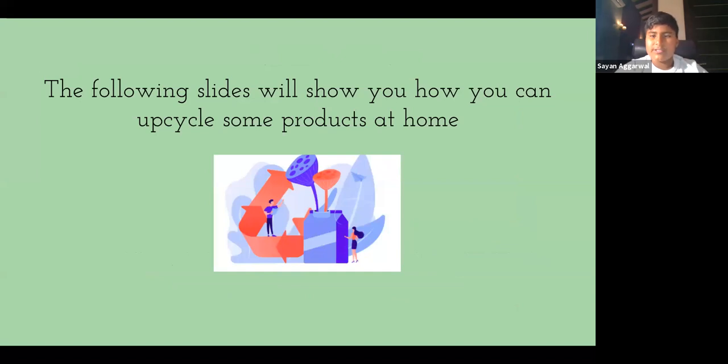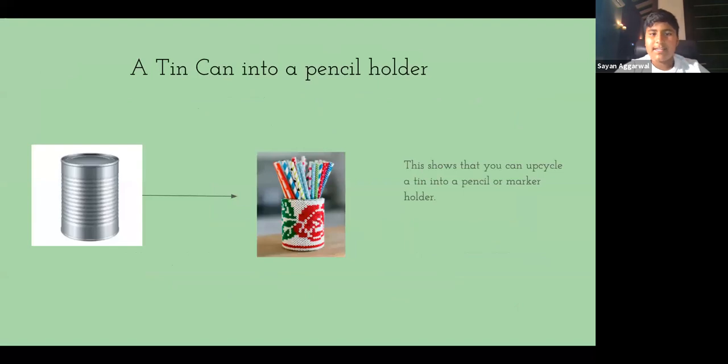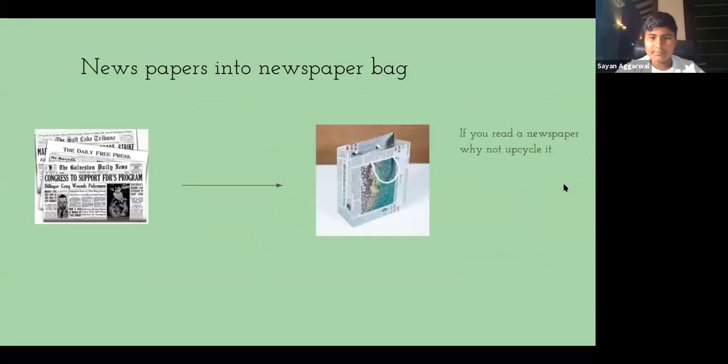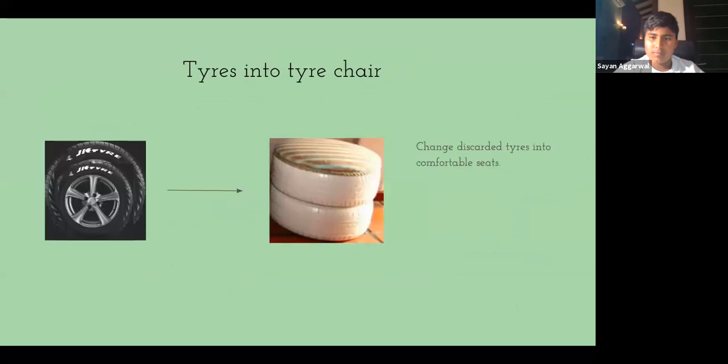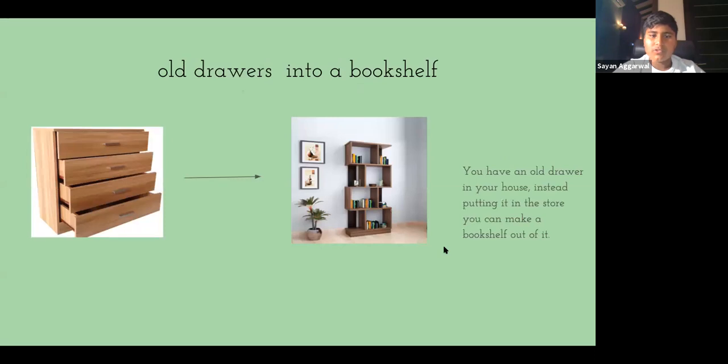The following slides will show you how you can upcycle some products at home. A tin can into a pencil holder. This shows how you can turn a tin can into a pencil or marker holder. Newspapers into newspaper bag. If you read newspaper, why not upcycle it? Tires into tire chair. Change discarded tires into comfortable seats. Old drawer into bookshelf. You have an old drawer in your house. Instead of putting it in the store, you can make a bookshelf out of it.